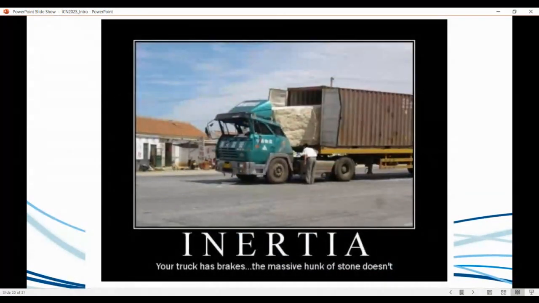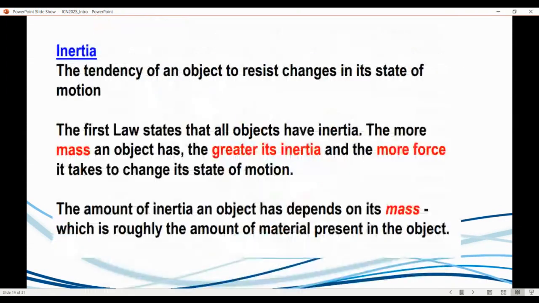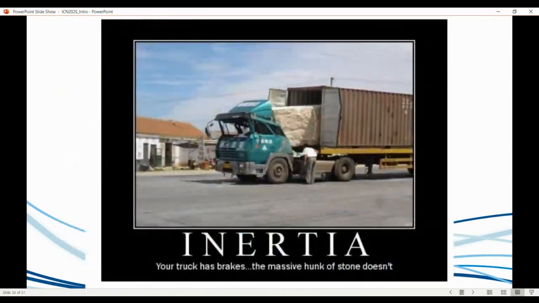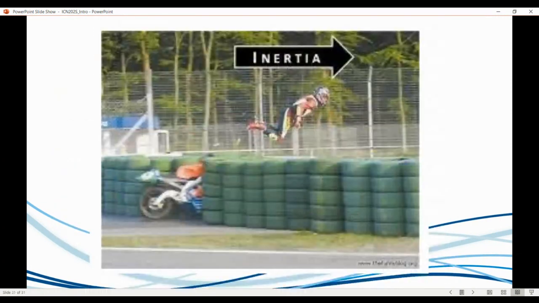What do you think happened here? They say your truck has brakes, but the massive hunk of stone doesn't. So this guy drove. He brakes. We're not sure why. What is that extra force? You know that force? It's inertia. Right? What's the definition? The tendency of an object to resist changes in motion. Right, okay. That's one case.